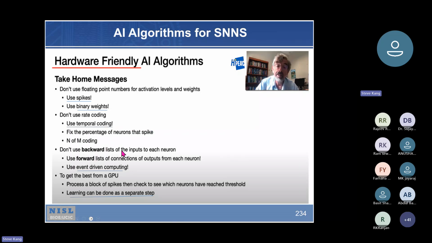Don't use a backward list of inputs to each neuron. Use a forward list of connections to output from each neuron. Use event-driven computing. To get the best from a GPU, process a block of spikes, then check to see which neurons have reached the threshold. Learning can be done as a separate step.